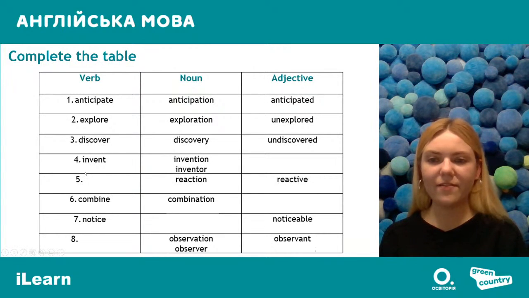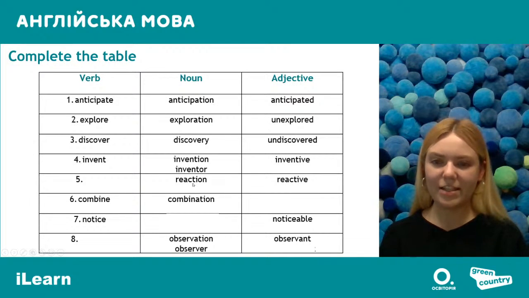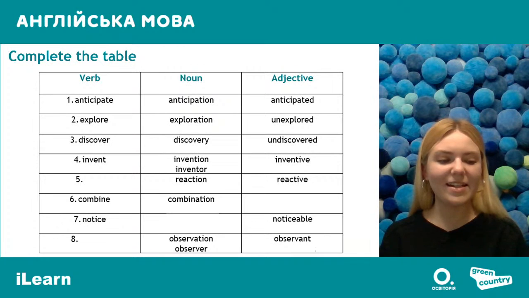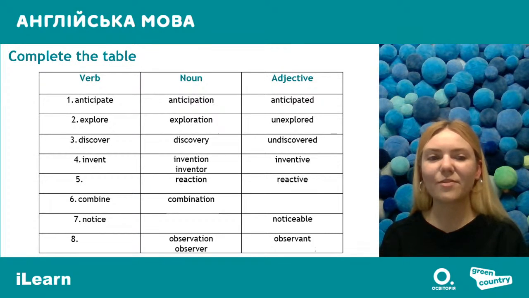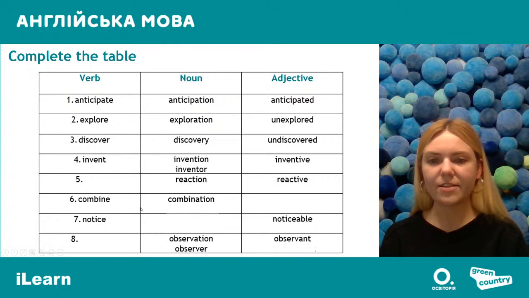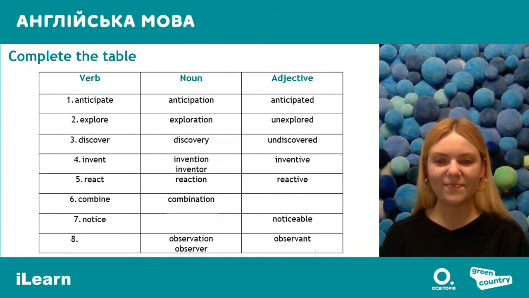Then the next one – invent – винаходити. Invention – винахід, inventor – винахідник, and an adjective is inventive. Yeah, and we can use inventive to talk about people. For example, it can be translated as винахідливий, so an inventive person. Good, next, reaction. That is a noun, reactive, an adjective, and the verb, I'm sure you know it all, so that is very similar to Ukrainian, and that is react.